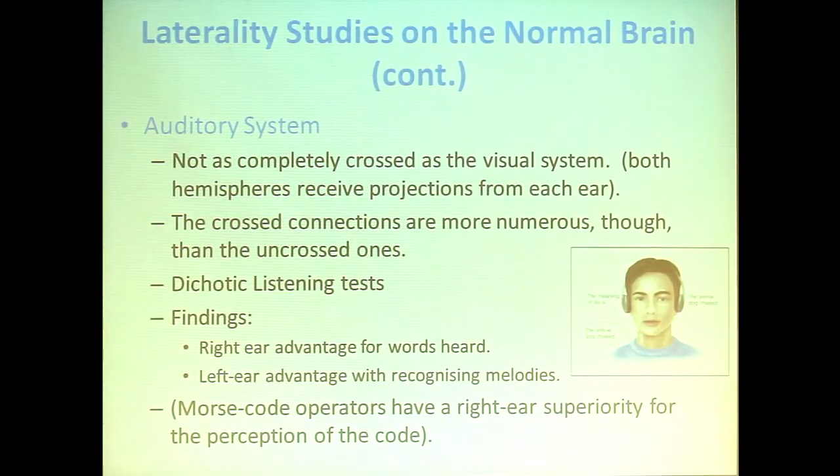Okay. On the auditory side, now remember the auditory system is not as completely crossed as the visual system. Both hemispheres receive projections from each ear. I'm sure you remember that. But the crossed connections are more numerous than the uncrossed ones. So you still have very much a crossed-over effect. And this is tested with dichotic listening tests. And the findings are that the right ear has an advantage for words heard. There's a left ear advantage for recognizing melodies. And then just interestingly, Morse code operators, you know Morse code, the dee dee dee, have a right ear superiority for the perception of the code.